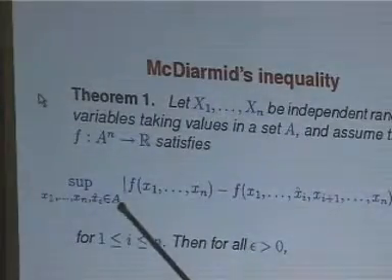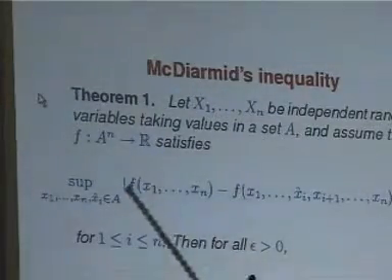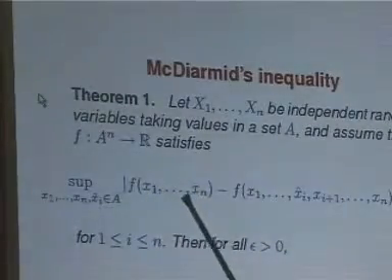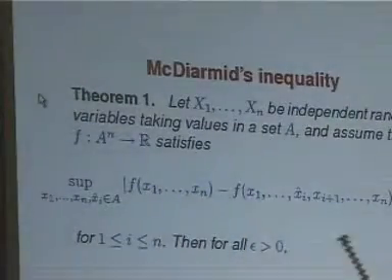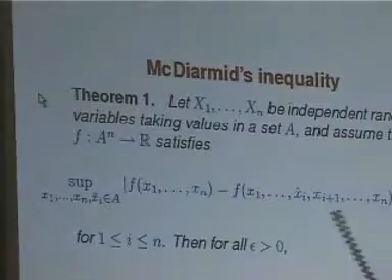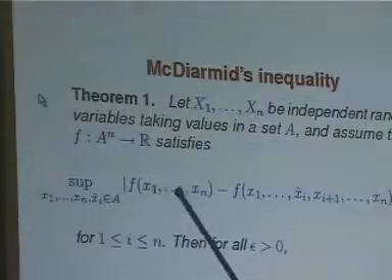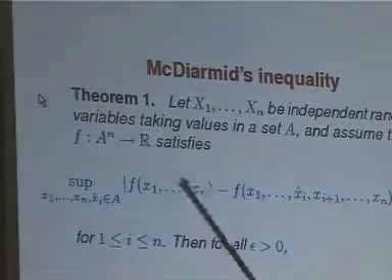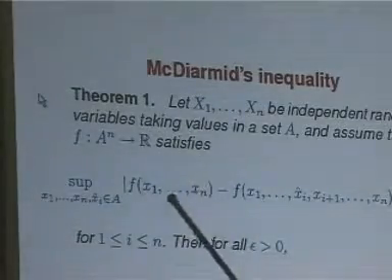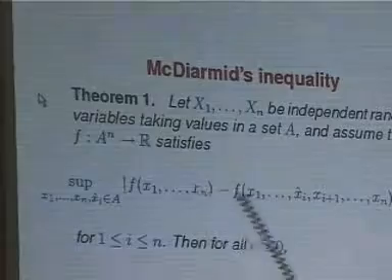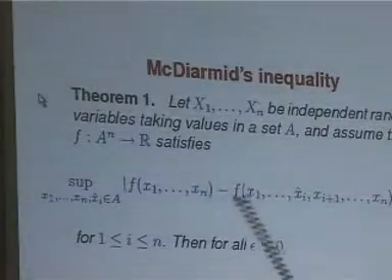I'm assuming they're all in this set A. And what I've done here is take any set of actual values, and I've taken the same set here, except that I've substituted xi hat for xi. So what I'm saying is, given any allocation of the variables, if I swap one of them for another variable, how much can the value of f change?